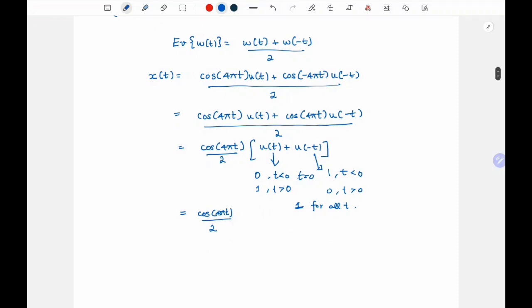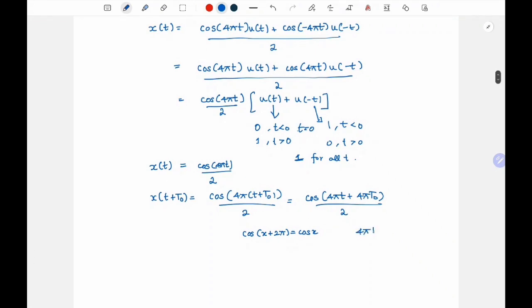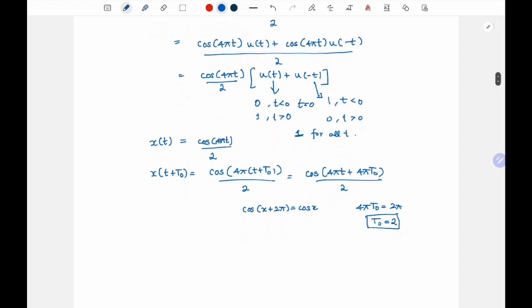Okay. Now you know cosine is actually periodic. So this is periodic. If you want to see, let's say x of t plus t naught for some t naught, then we'll get cos of 4 pi t plus t naught by 2. And this is nothing but cos of 4 pi t plus 4 pi t naught by 2. And you know cos x plus 2 pi is equal to cos x. So cosine is periodic with a period of 2 pi. So 4 pi t naught equal to 2 pi. So t naught is nothing but 2. So it is periodic. So x of t is periodic.